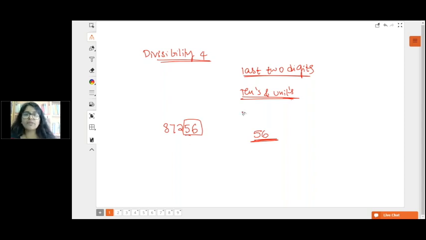Similarly, we have divisibility rules for 5, 6, 8, 11 and 10 also. So whenever you have a question on divisibility rules, just stick to the definition of them and you can easily solve the questions. So let's move on to the next one.